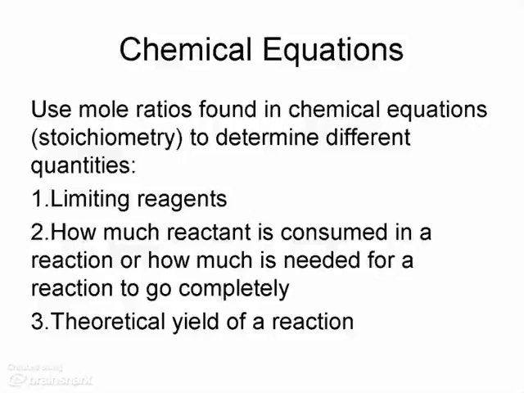When we write a chemical equation, we can use the mole ratios found in these chemical equations, aka the stoichiometry, to determine different quantities. So we can find out what the limiting reagent is in a certain reaction. We can also find out how much reactant is consumed in a reaction, i.e. how much reactant is needed for a reaction to go completely, and also we can calculate the theoretical yield of a reaction. If you need a review on any of these concepts, feel free to see Dr. Anderson's slides in the Content tab of D2L.